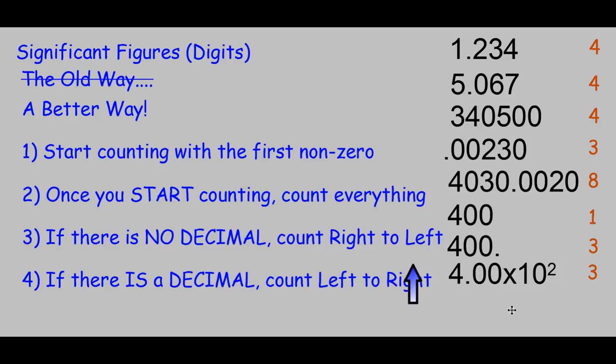How do I get 2? Well, we would rely on scientific notation then. I do have a decimal point, so as we move across from left to right, we'll have 1, 2. It's still the number 400. Our tens place in the number 400 is significant. Our ones place is not significant. So this one only has 2 significant figures.